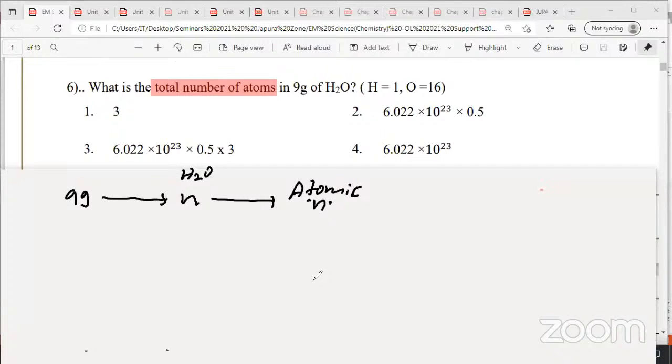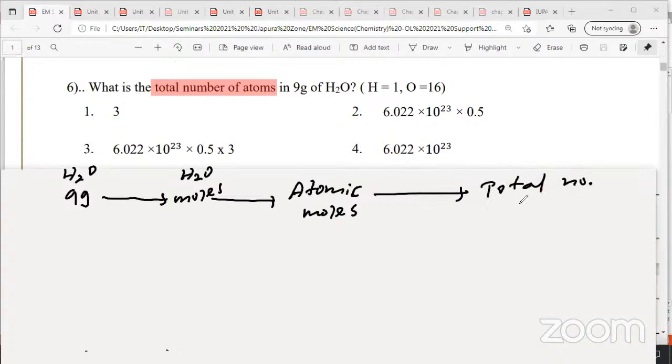n means moles. So 9 grams of water, you convert into H2O moles. Then you convert into atomic moles, total atomic moles. Then you can find the total number of atoms. So how to find the total number of atoms? You can multiply this by Avogadro's constant.